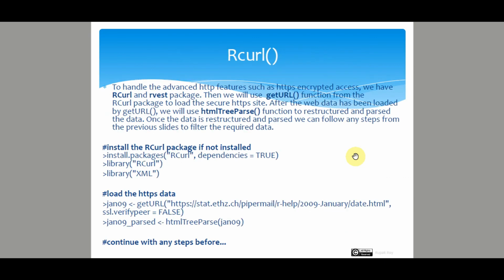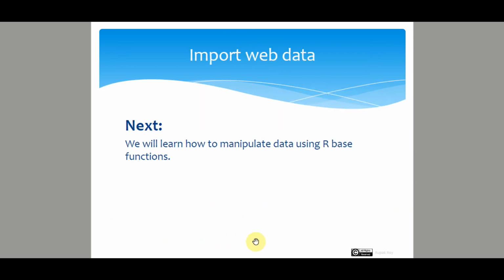There's another package to handle HTTP features such as HTTPS encryption access. We can use the RCurl or the rvest package, and we will use the getURL function from the RCurl package to load the secure HTTPS site. After the web data has been loaded by getURL, we will use the htmlParse function to restructure and parse the data. Once the data is restructured and parsed, we can follow any steps from the previous slides to filter the required data. Next, we will learn how to manipulate data using R-based functions.